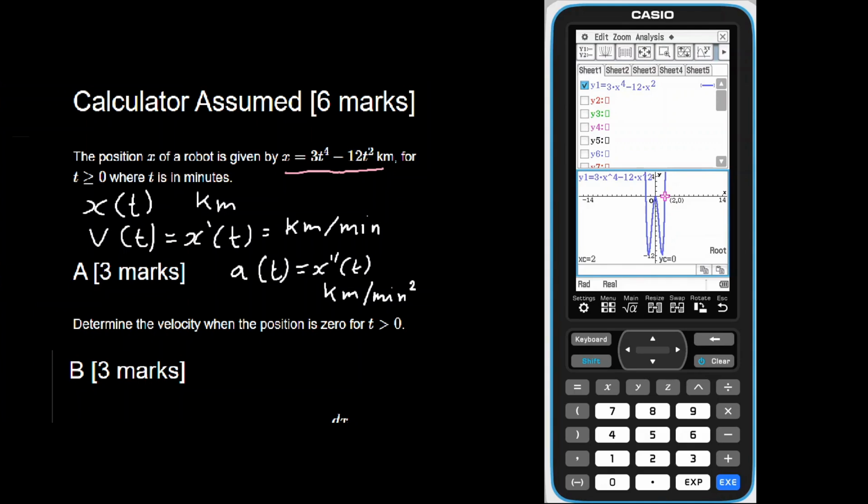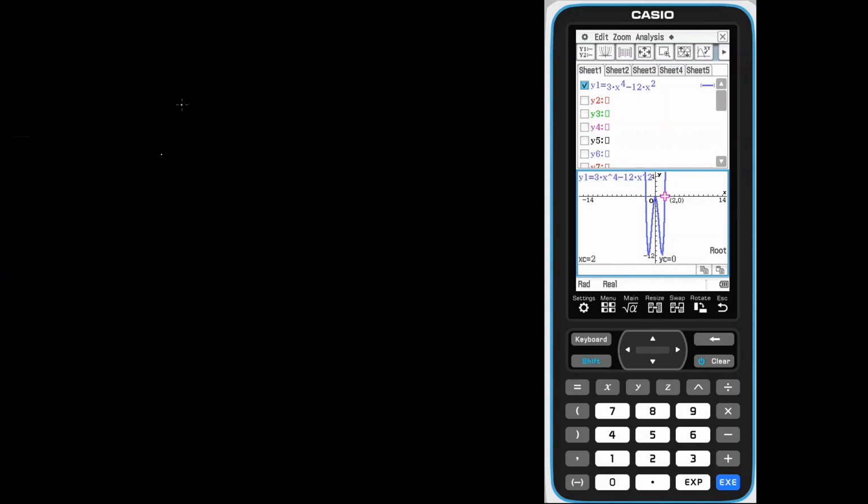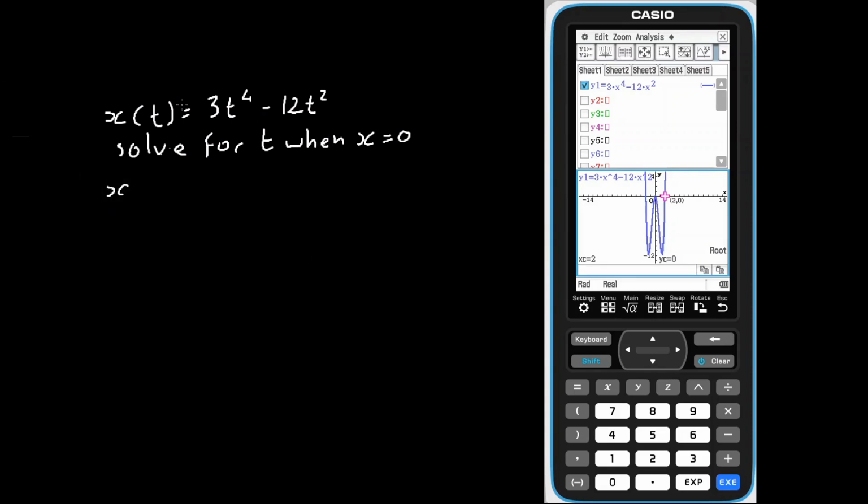Let's go through our process again. We've got, in this case, x of t equal to 3t to the 4 minus 12t squared. We want to solve for t when x equals 0. Another way to write this, more mathy, is to say solve for t.